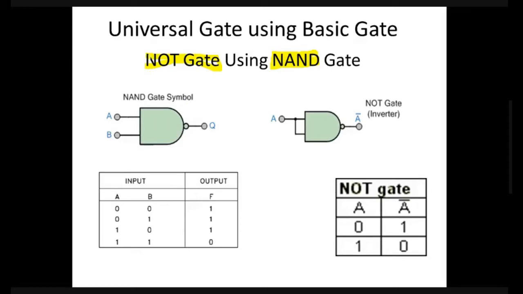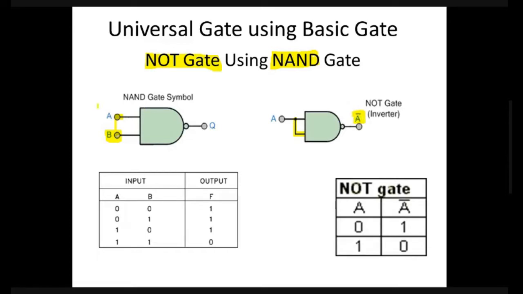How do we design the NOT gate? First of all, the NOT gate truth table is nothing but the inverter. Then we have to design it such that the NAND gate operates as a NOT gate. The design is very simple. The B input we have to short with the A input, so the symbol is like this. Now we check how it operates as a NOT operation.